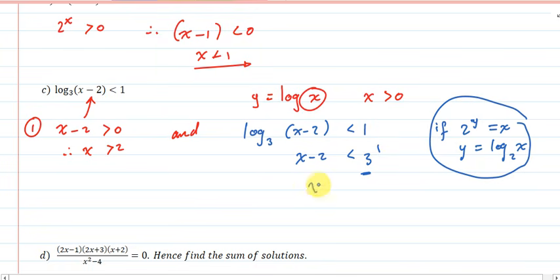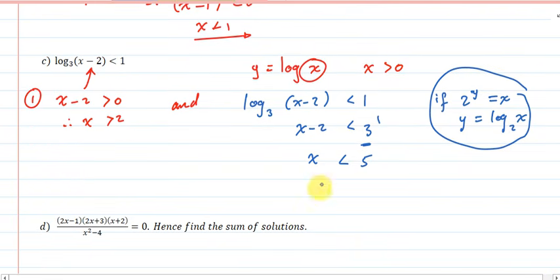So what we have is x is less than 5 if you take the 2 over, if you solve. So we got x is greater than 2 and x is less than 5. If we put it on the number line and try to understand what we're doing here, this first part is telling me x is greater than 2, so it's going that way. And the second part is telling me that it is less than 5.